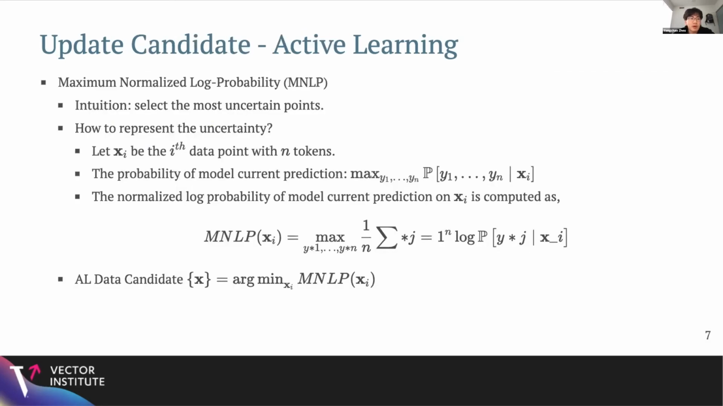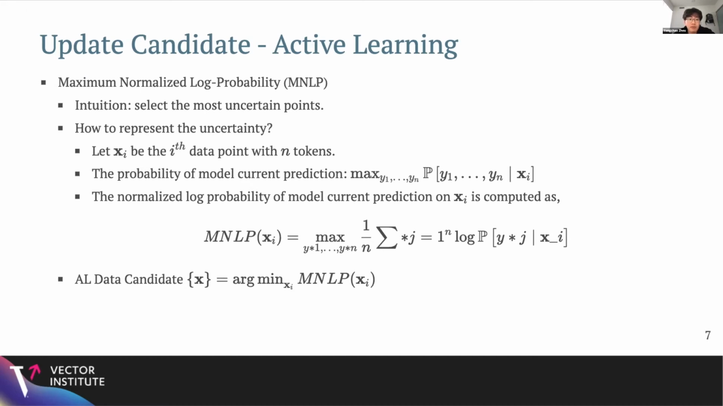And what about the updated candidate? How does active learning work? So here I just introduced one of the active learning algorithms called maximum normalized log probability for named entity recognition tasks. The intuition of this algorithm is to select the most uncertain points.